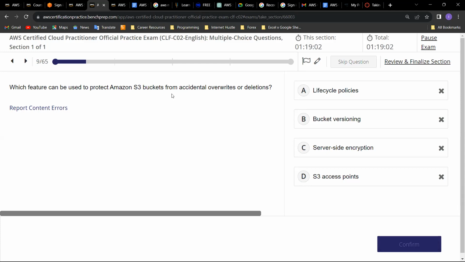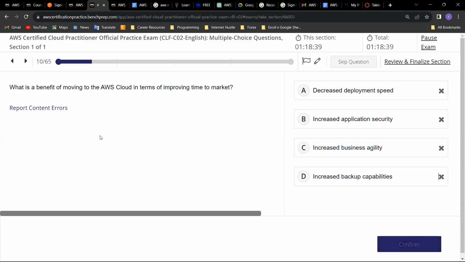Josephine says C. Sita says C. Derek says C. So far the majority is C. Prince says B. Abdul Hakim says C. Okay, so C is the majority. What is a benefit of moving to AWS Cloud in terms of improving time to market?